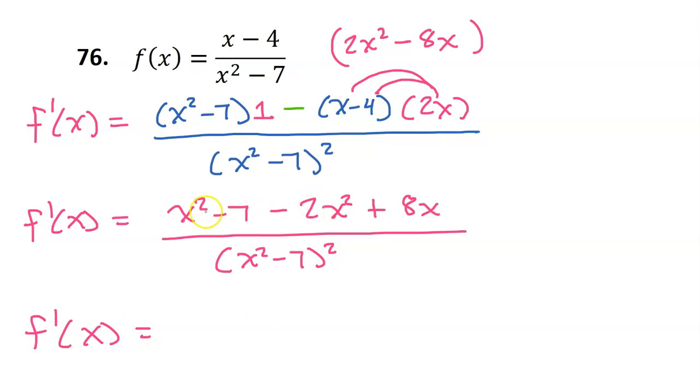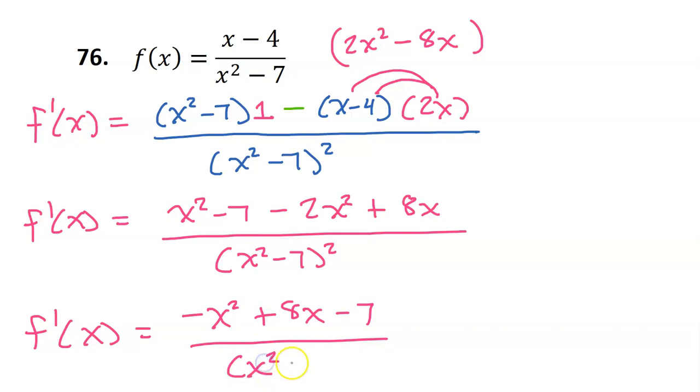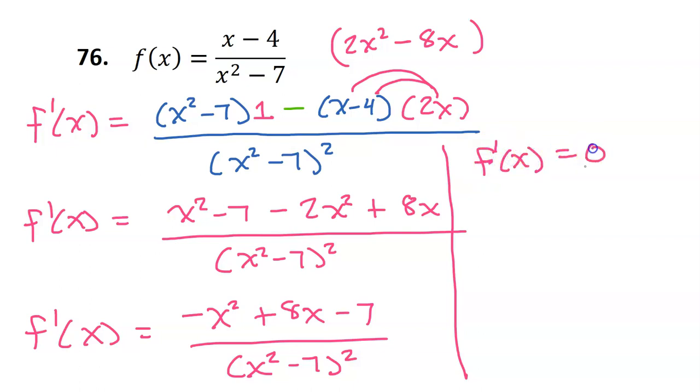Combining like terms, x squared minus 2x squared is negative x squared. And then we have the 8x and the minus 7. And there's the denominator still. So this is the derivative. But the question is, where does the derivative equal 0? Where does the slope equal 0?